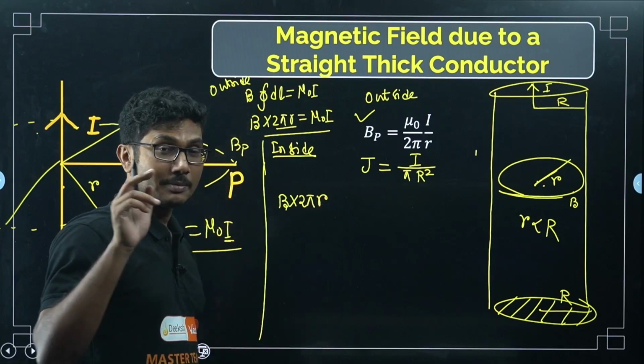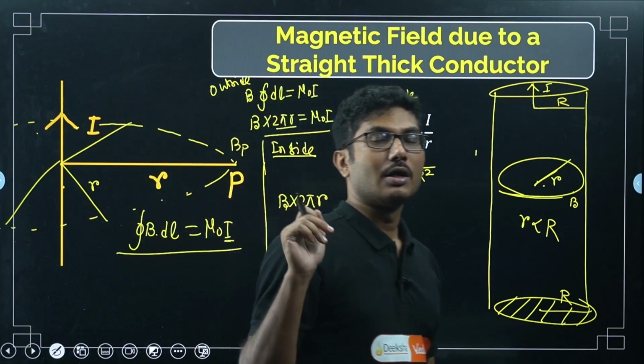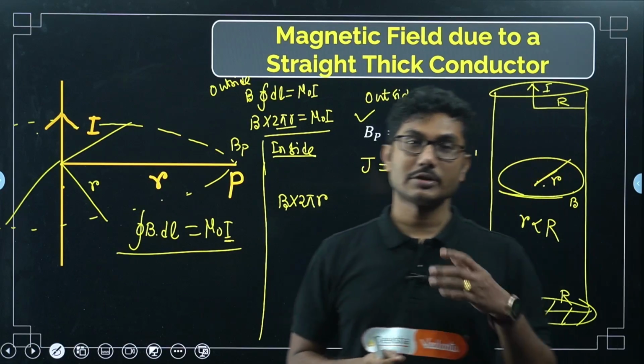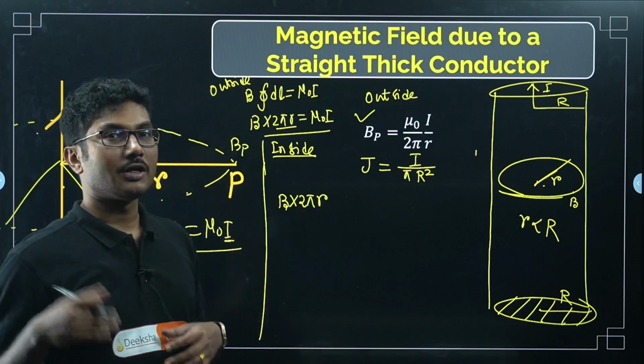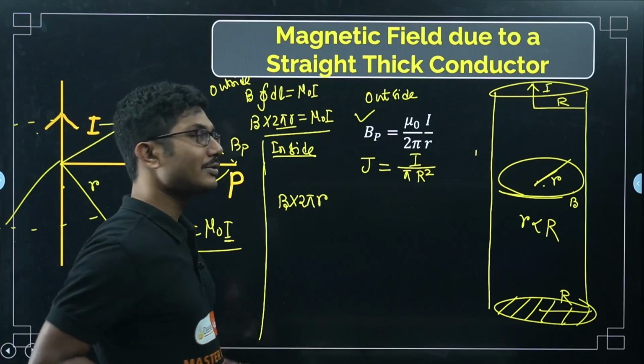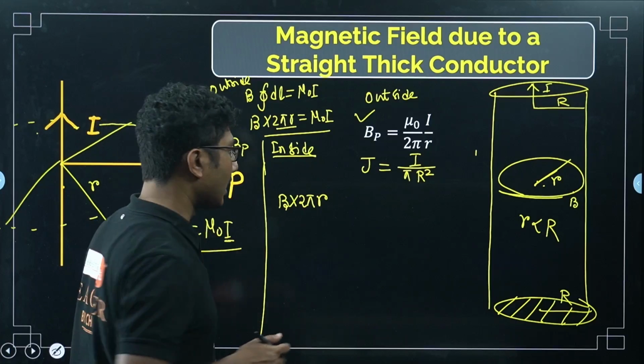Remember that in case of Gauss's law, we took E times 4 pi r square, because that was the surface area of a sphere. Similar to that, in this case we will take B times 2 pi r.